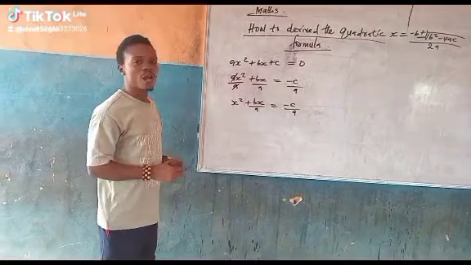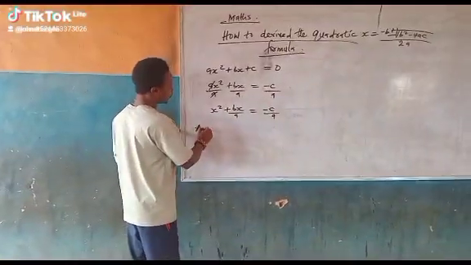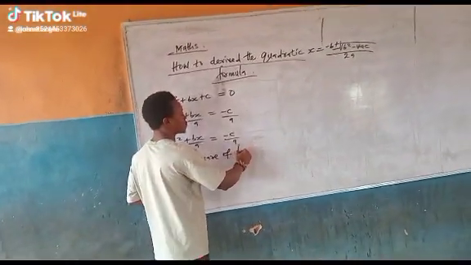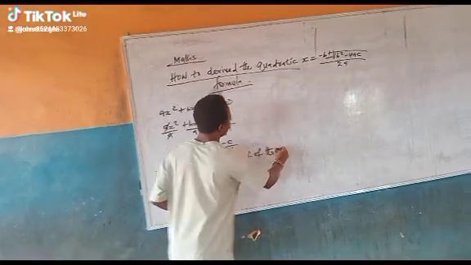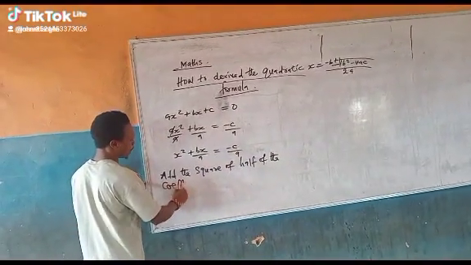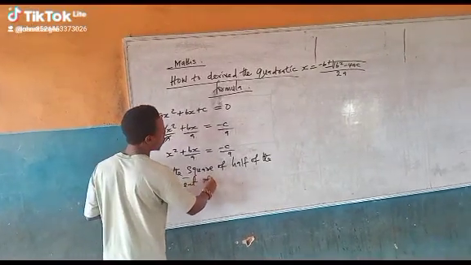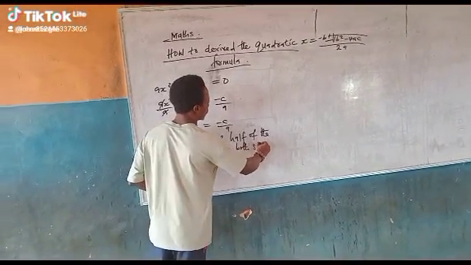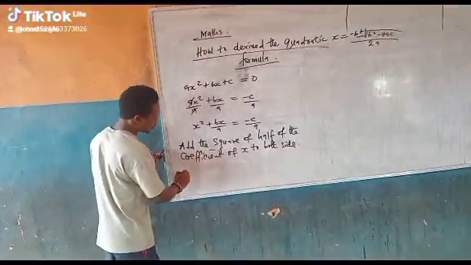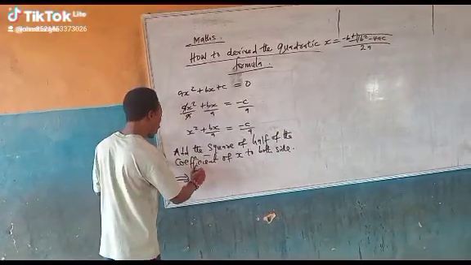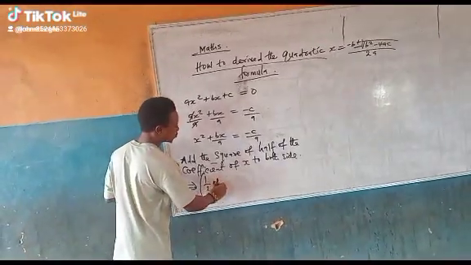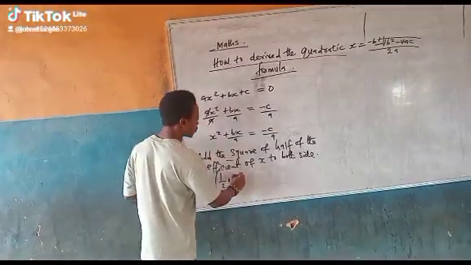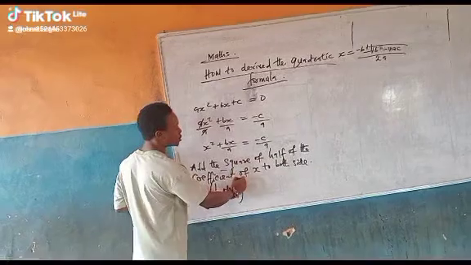The next thing to do is to add the square of half of the coefficient of x to both sides. The coefficient of x is b over a, so half of it will be b all over a, and we square it.